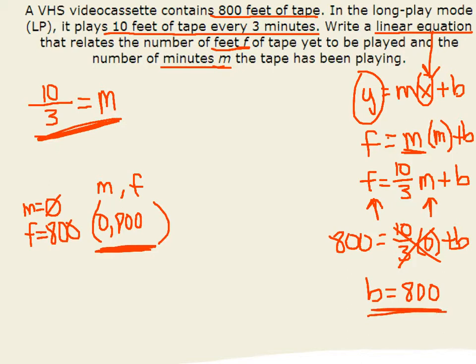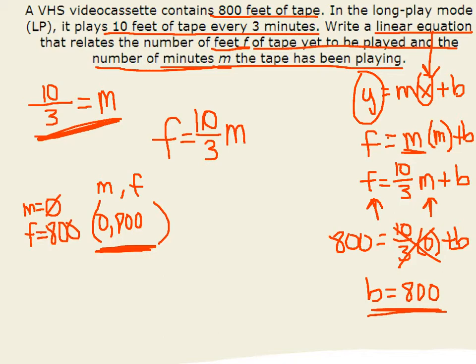So the linear equation that relates the number of feet of tape yet to be played and the number of minutes the tape has been playing will be f equals 10/3 times m, the number of minutes, plus 800. And that's our final answer.